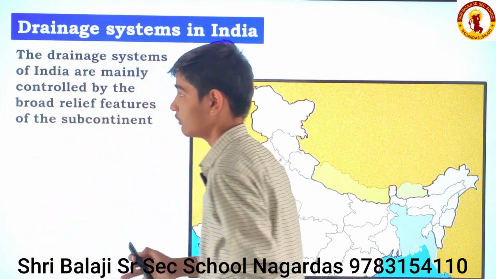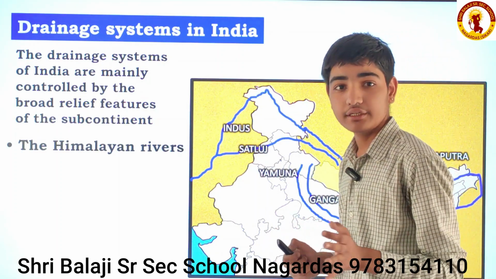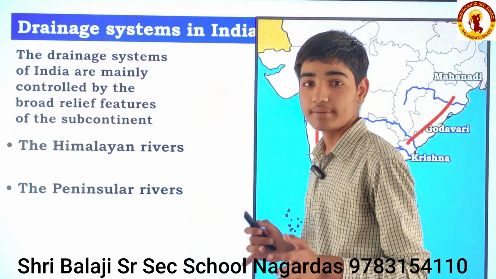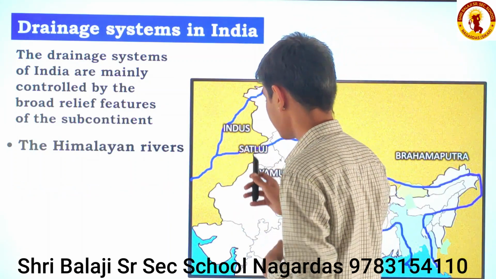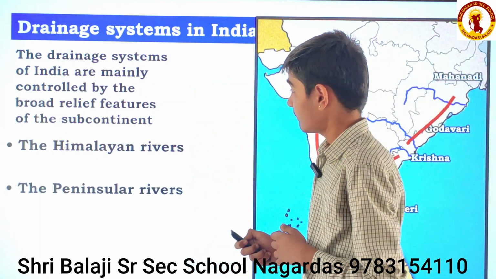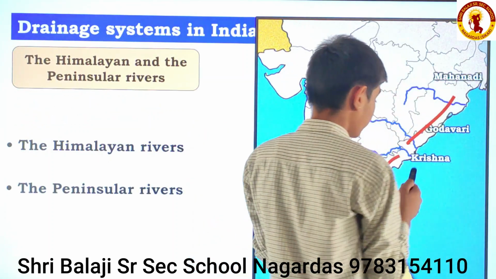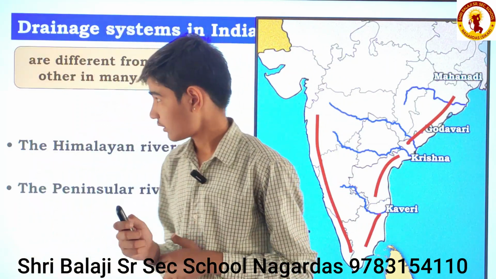The drainage system of India is mainly controlled by broad divisions. The Indian rivers are divided into two types: Himalayan rivers and peninsular rivers. Himalayan rivers are Indus, Satluj, Yamuna, Ganga and Brahmaputra. Peninsular rivers are Mahanadi, Godavari, Krishna, Kaveri, Narmada and Tapi.